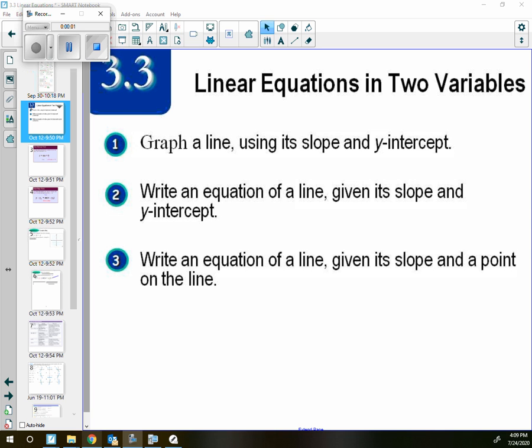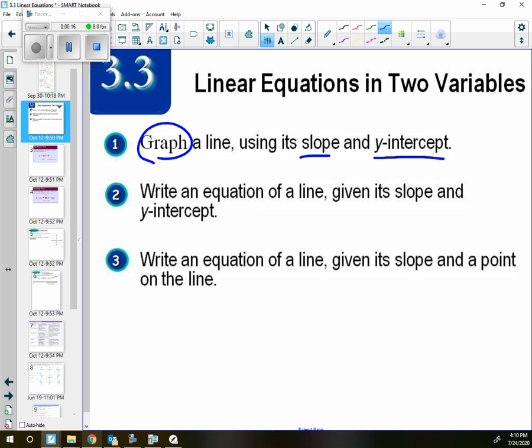All right, we're on to day 2 for 3 linear equations. So in day 1, we talked about being able to graph lines using slope and y-intercept. We talked about writing an equation, so not just graphing, but writing an equation using slope and y-intercept, and then being able to write an equation given a slope and a point.